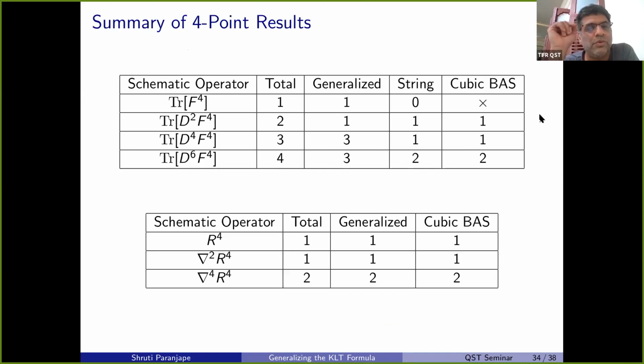Could you go back to your table? What about trace f squared, trace f squared? Oh, this is schematic. When I say trace D squared F4, there are all kinds of combinations. Is that what you mean? Suppose we go to the first line, where you've said there's only one structure. I would have thought there were two, because there was trace F to the 4 and trace F squared, trace F squared. I think trace F squared is, up to equations of motion, the same as trace F to the 4 in the MHV sector. Oh, I see. Okay, thank you.